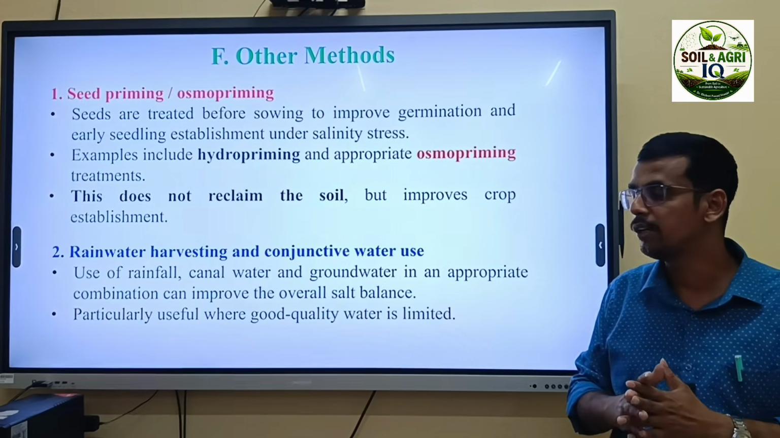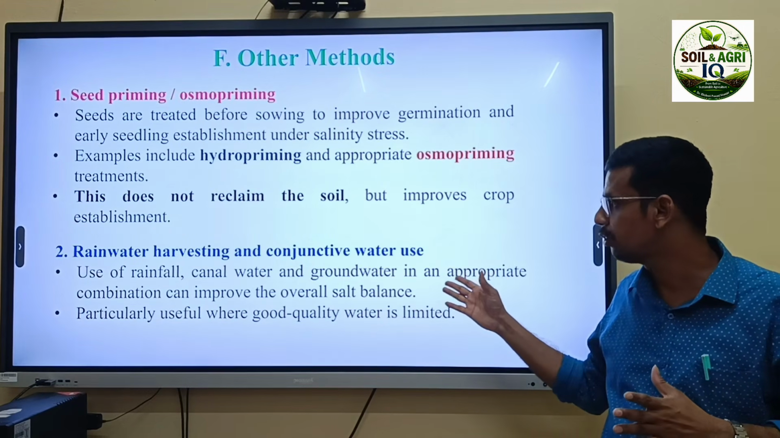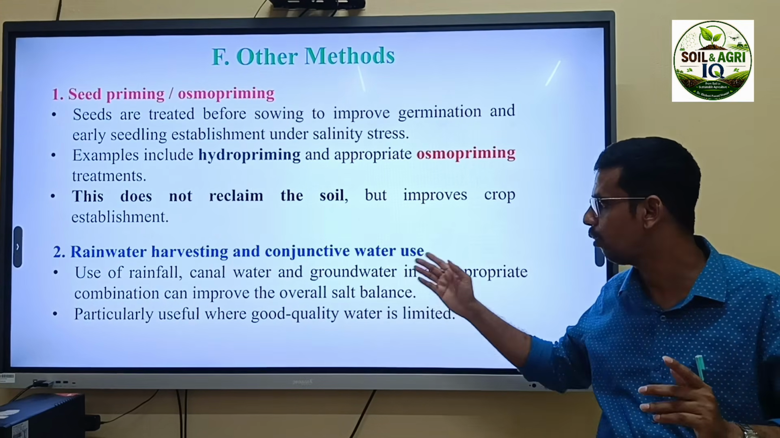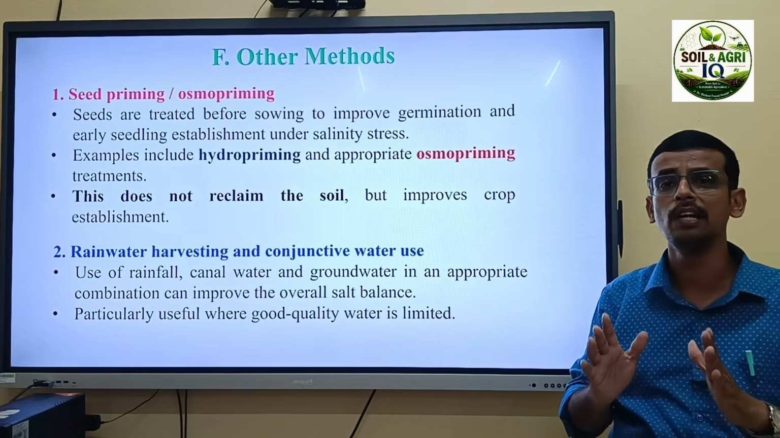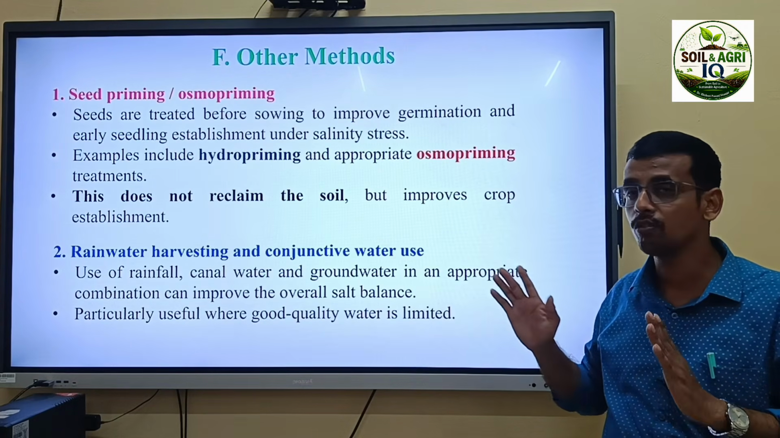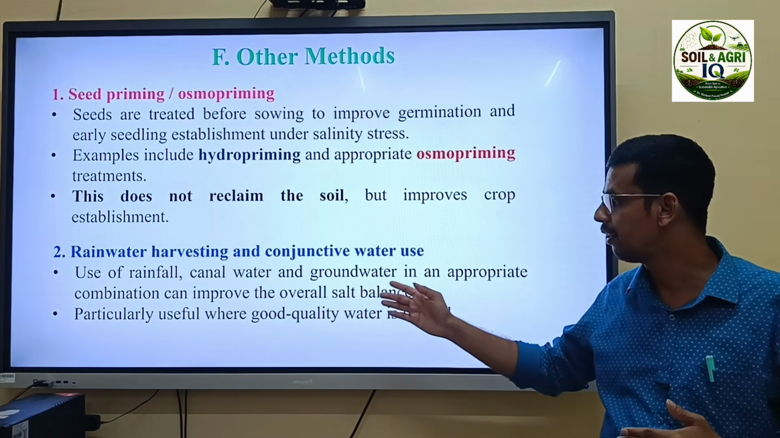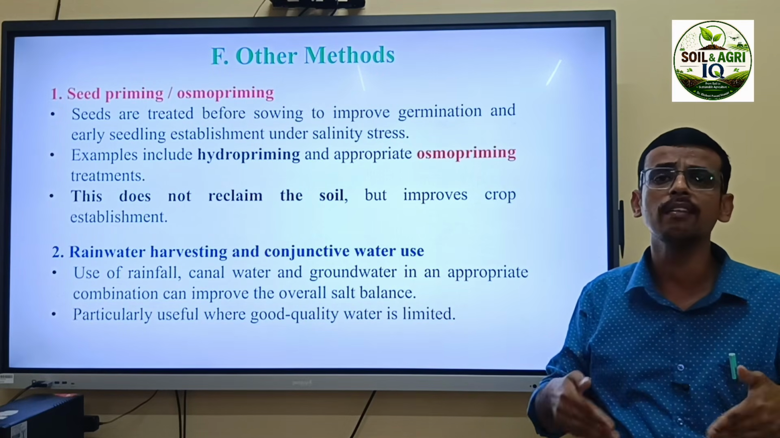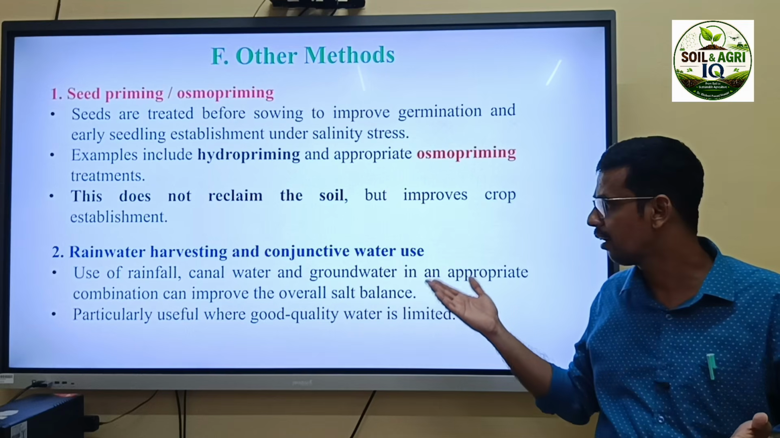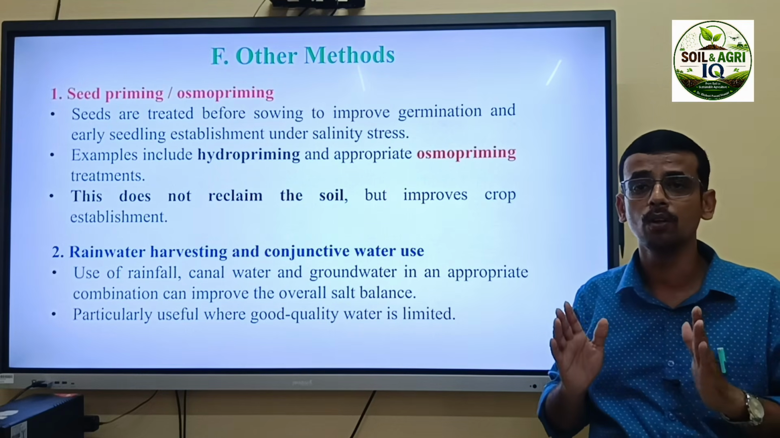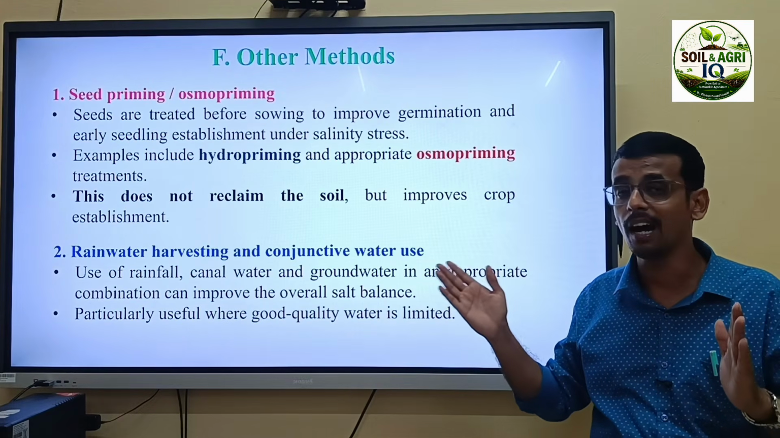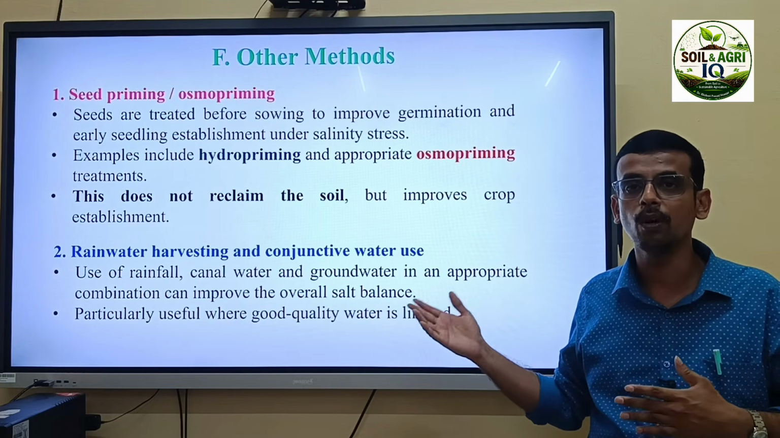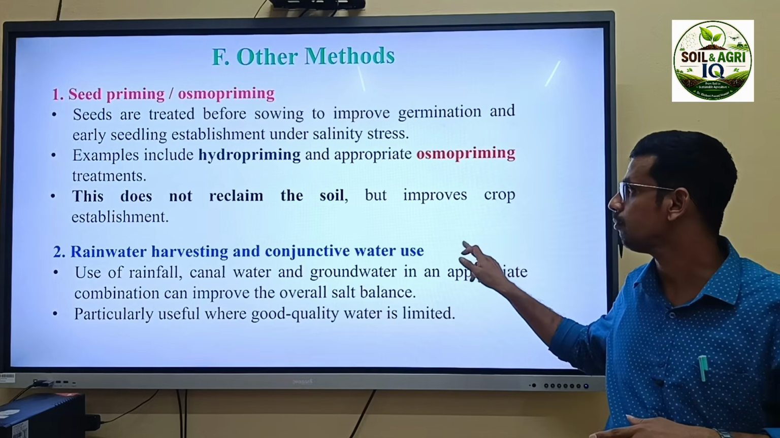And rainwater harvesting and conjunctive water use, you can conserve rainwater, you can use canal water, groundwater in appropriate combination to remove the problem of the salt and maintain the salt balance. And it is particularly useful where good quality water is limited. So you can utilize other sources, canal irrigation water, groundwater, rainfall. So you can use that through rainfall, that is rainwater harvesting. You can utilize the good quality rainwater for better management of the saline soil.